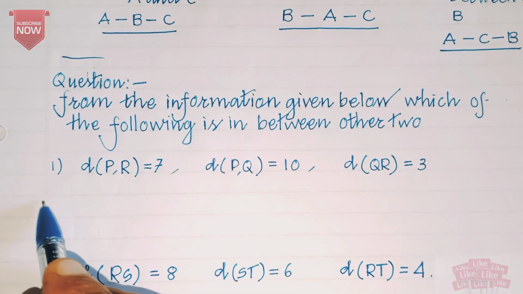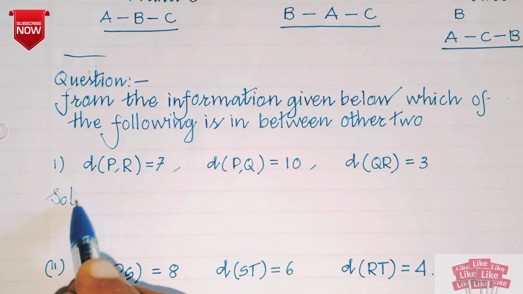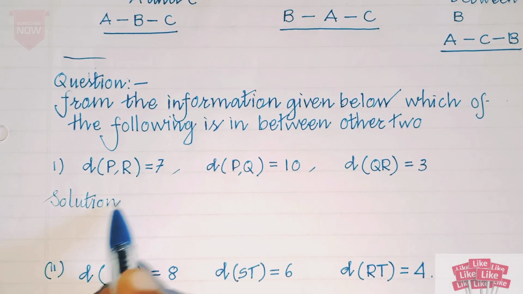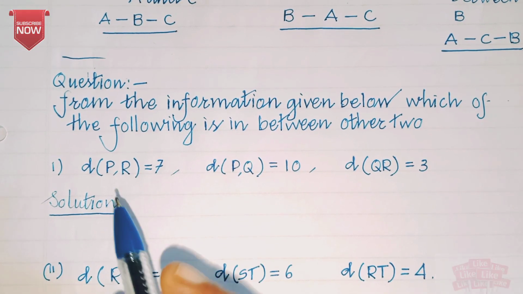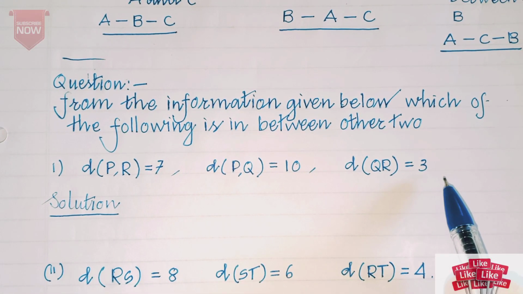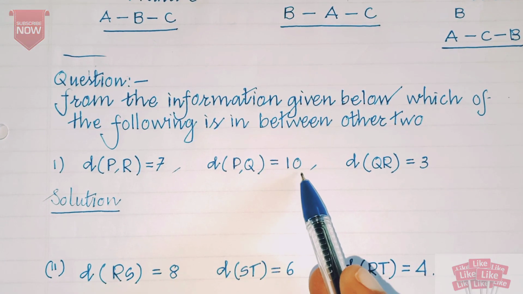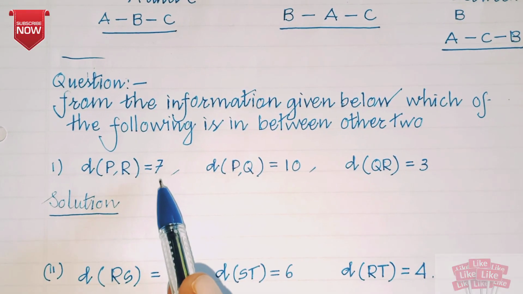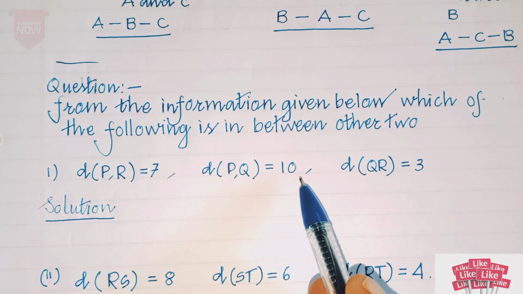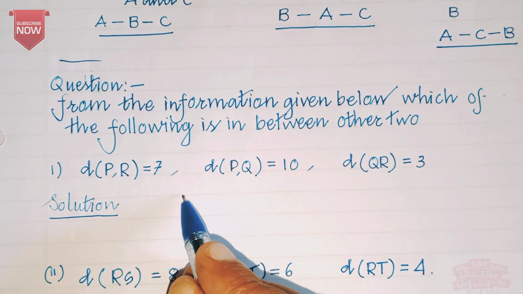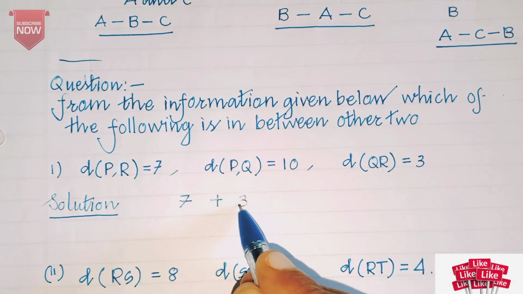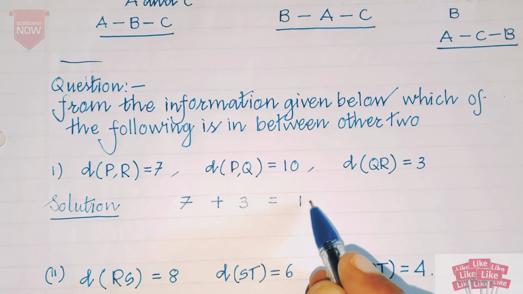In that, you see here which number is the addition or the subtraction of the other two. You see here 7 plus 10, whether 3 is coming, no. 10 plus 3 or 10 minus 3, 7. See here 7 plus 3, it is 10, it is possible, so we can write here 7 plus 3 is equal to 10.